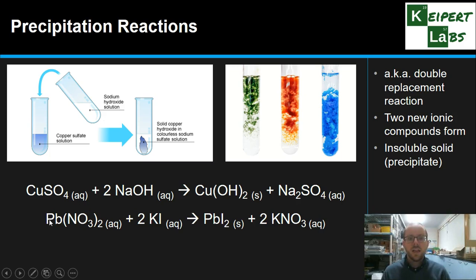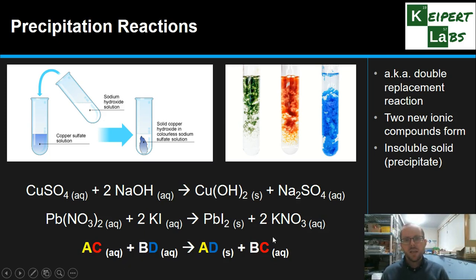Likewise, looking at lead nitrate and potassium iodide, that is an I, not an L, just by the way, forming insoluble lead iodide and soluble potassium nitrate. So generally speaking, the general kind of reaction is AC plus BD forms AD plus BC. I've color-coded them so you can see that the C and D, or the A and B, depending on how you want to look at it, have swapped partners to make two new substances, one of which is solid.